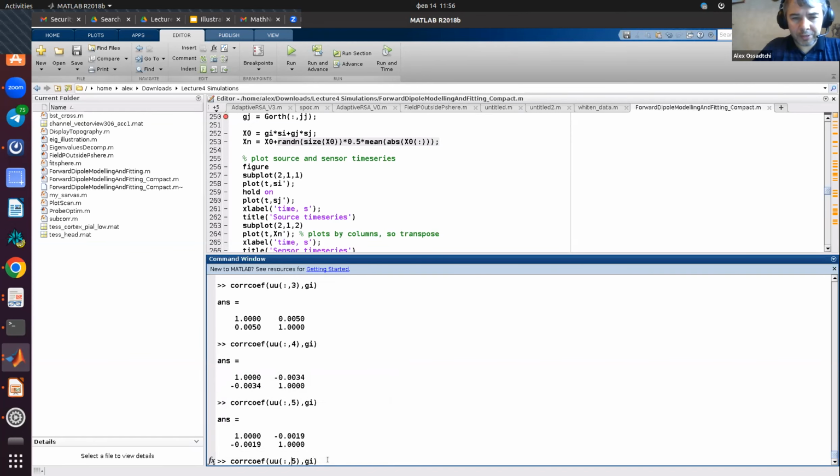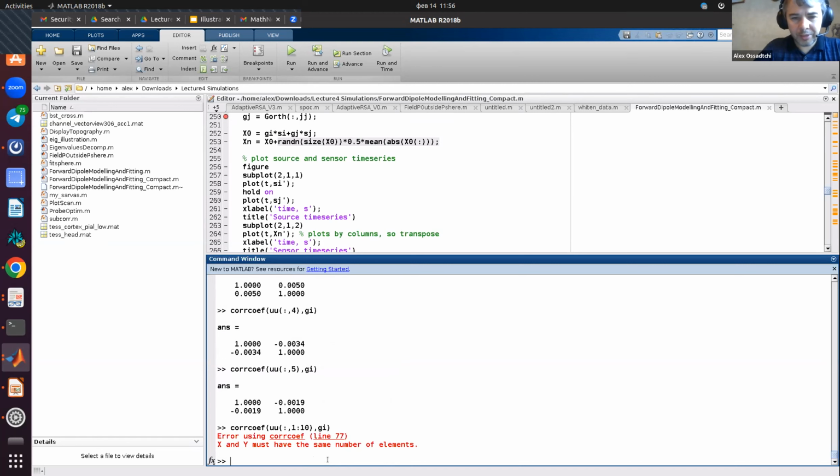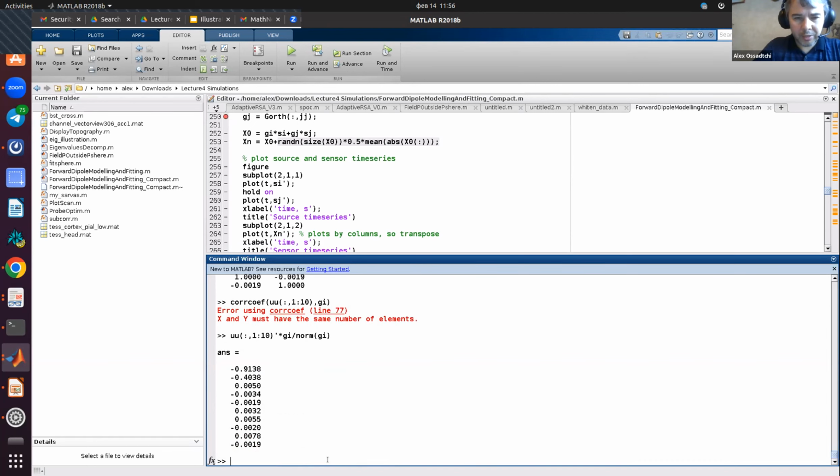And if I ask, let's say, 1 to 10, no, let's do it this way. Instead of this cosine, let me plot this multiplied. Let's do transpose here and divide by the norm of GI, and let's transpose the whole thing.